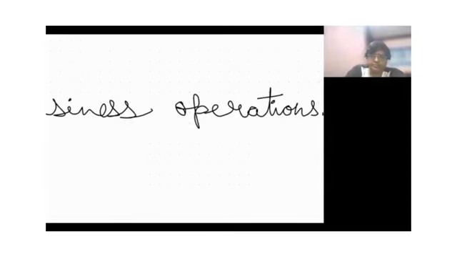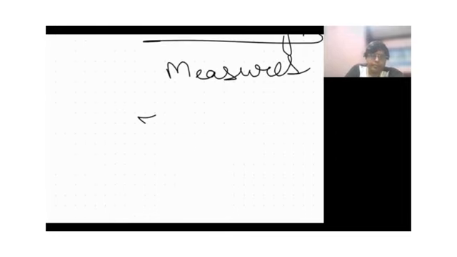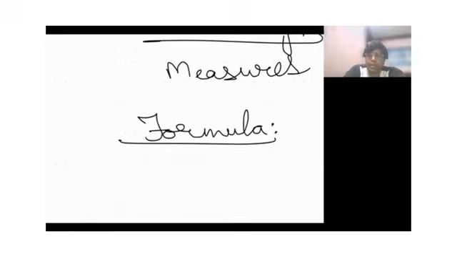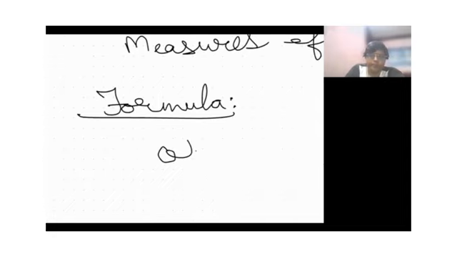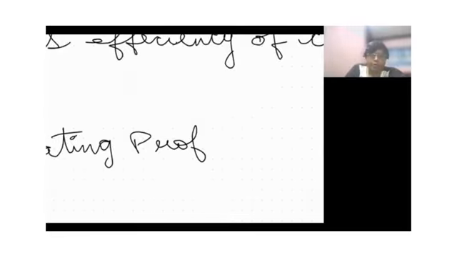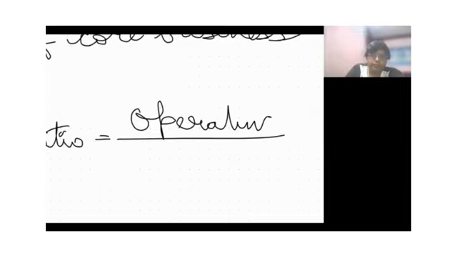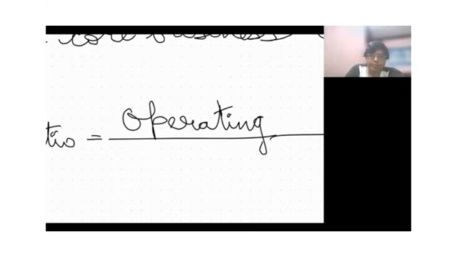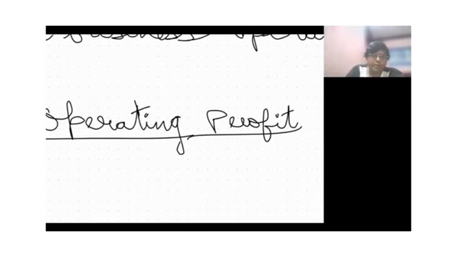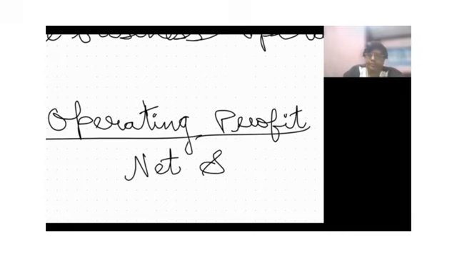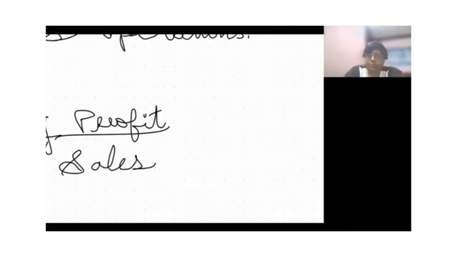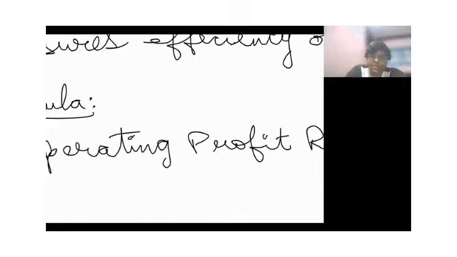And formula for this. Operating profit ratio equal to operating profit divided by net sales into 100. So now let's see two sums, examples for this.